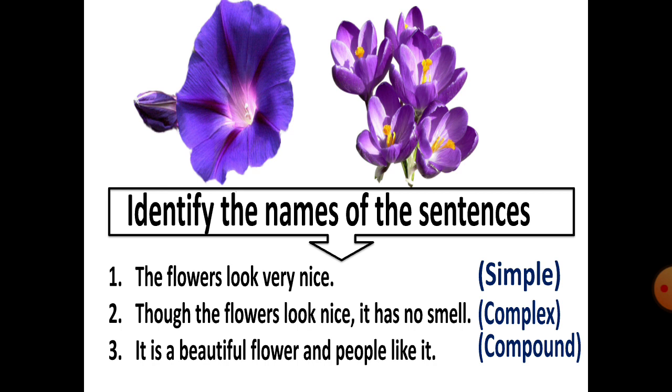And the third one, this type of sentence has two parts and these two parts are very independent. They separately can express the meaning clearly to us and these two parts are connected with and, but, or this type of conjunction. Then this type of sentence is called compound sentence.